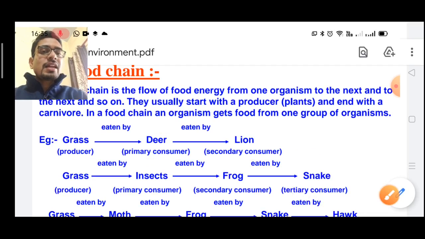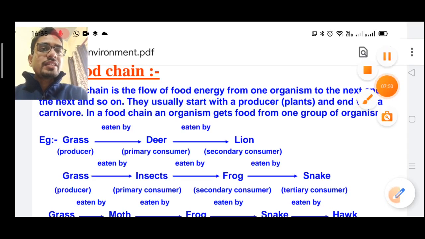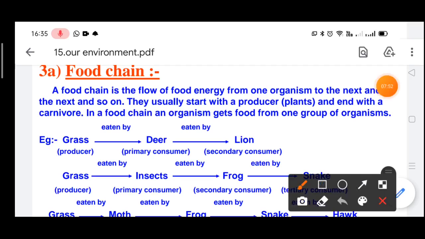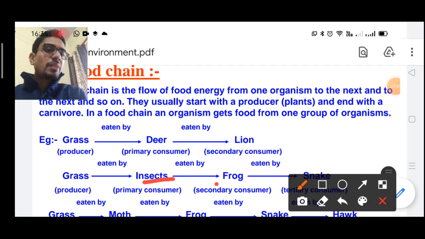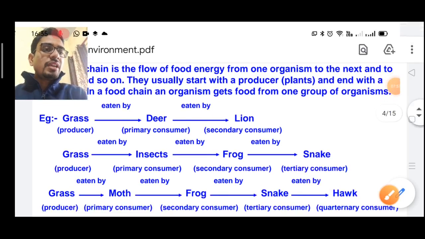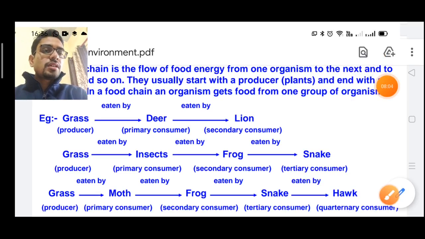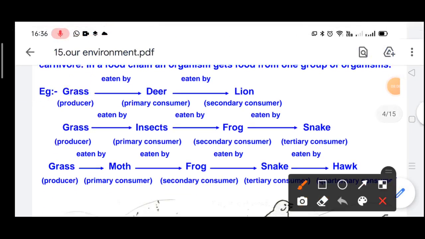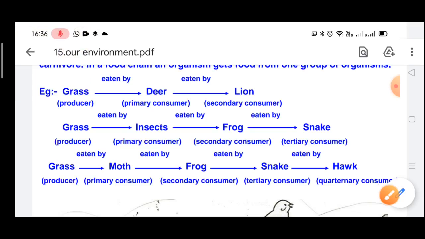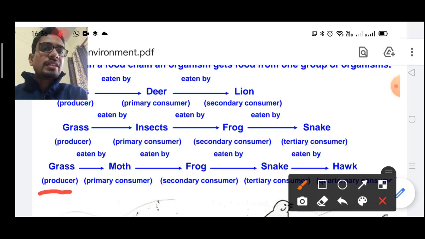In another ecosystem, grassland, there may be a food chain of four trophic levels. Grass is eaten by insects, insects are eaten by frog, and frog can be eaten by snake. We can further extend it to five trophic levels, that is, snake can be eaten by hawk. So in this way grass will be the producer, insects the primary consumer, then secondary consumer, and tertiary consumer.